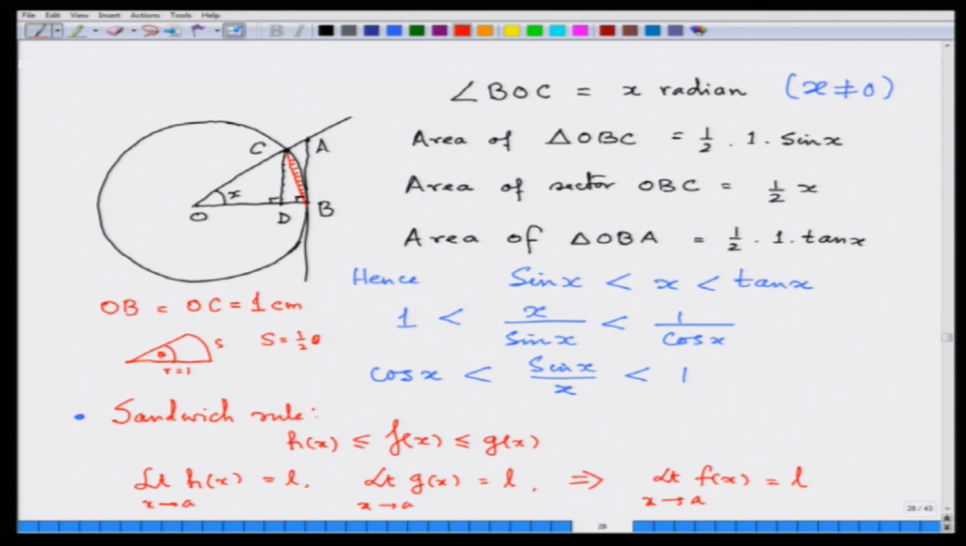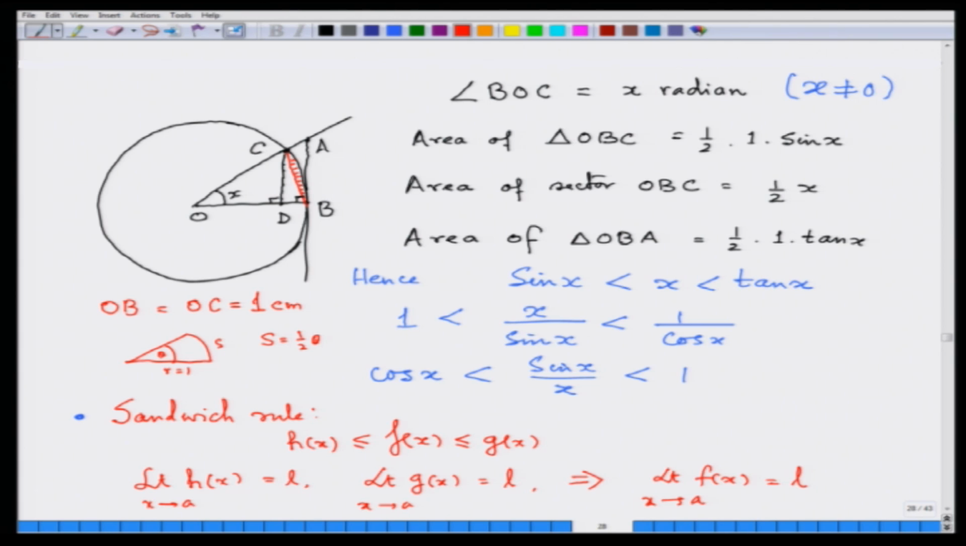Once this division is done, I can revert back to have cos x strictly less than sin x by x, strictly less than 1. Now, all of us know that cos x is a continuous function at 0, because the limit of cos x as x tends to 0 is 1. If you just look at the graph of cos x, you know what I mean.